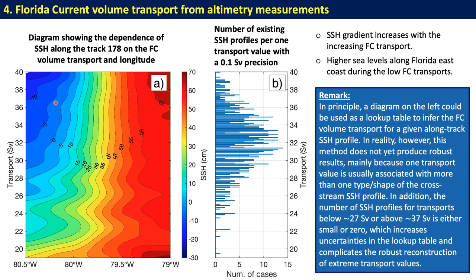So in principle, a diagram like this could be used as a lookup table to infer the Florida Current volume transport for a given along-track sea surface height profile. In reality, however, this method does not yet produce robust results. This is mainly because one transport value is usually associated with more than one type or shape of the cross-stream sea surface height profile. In addition, the number of sea surface height profiles for extreme transport values is either small or zero, as you can see in the other plot over here. This increases uncertainties in the lookup table and complicates the robust reconstruction of extreme transport values.